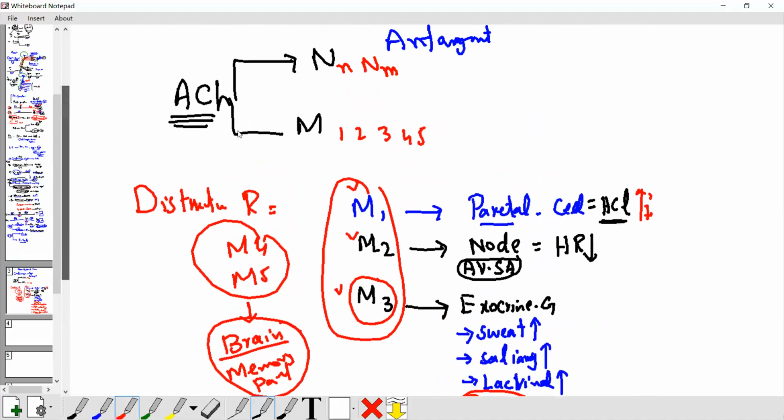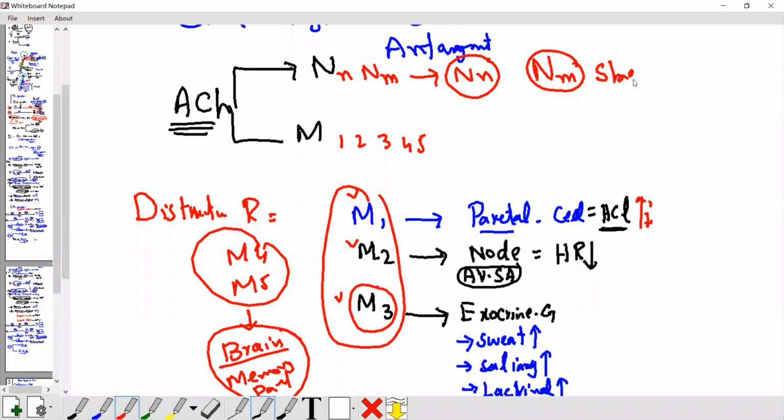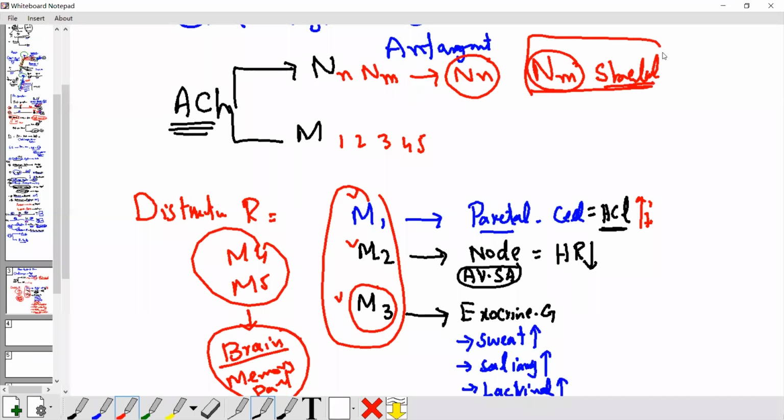The muscarinic receptor location is done. How about the nicotinic receptor? Where is NN? NN I already explained. Nerve to nerve. It's present between nerve and nerve. It's not much important for us. Another receptor: M stands for muscle. Which muscle? Skeletal muscle, not smooth, not heart muscle. So the contraction of skeletal muscle depends upon acetylcholine and the M receptor.